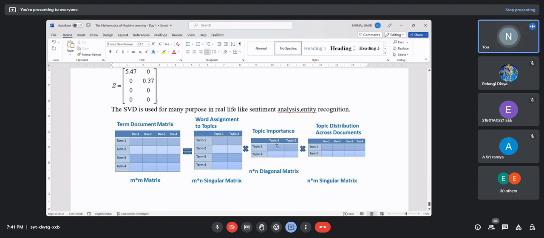Just to simplify all this, for example, this is your term document matrix, with word assignments and topics: an m cross n singular matrix, an n cross n diagonal matrix, and an n cross m singular matrix. If your document matrix is available in your Excel sheet, I can separate it into this particular arrangement. So this will be your singular value decomposition.